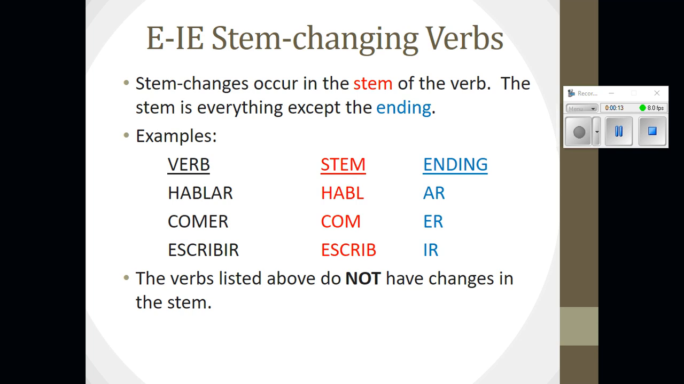Okay, it says that stem changes occur in the stem of the verb. The stem is everything except the ending. Well, I'll explain those things better in just a second, but please pause the video and fill out the first part of Part A that has the blanks missing from the statements.